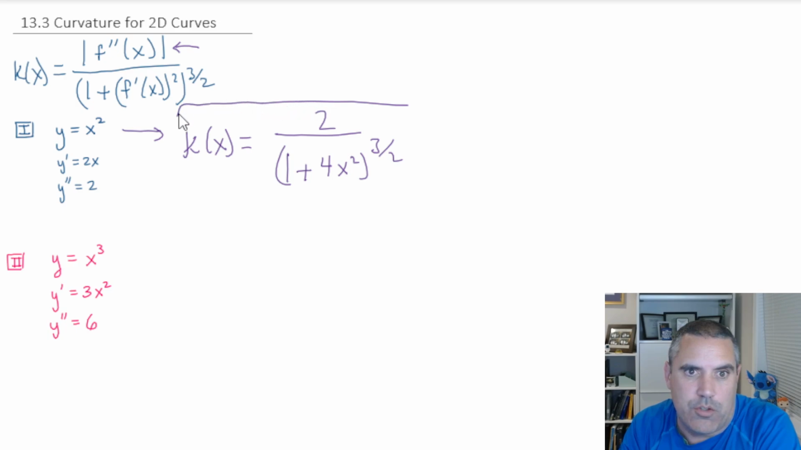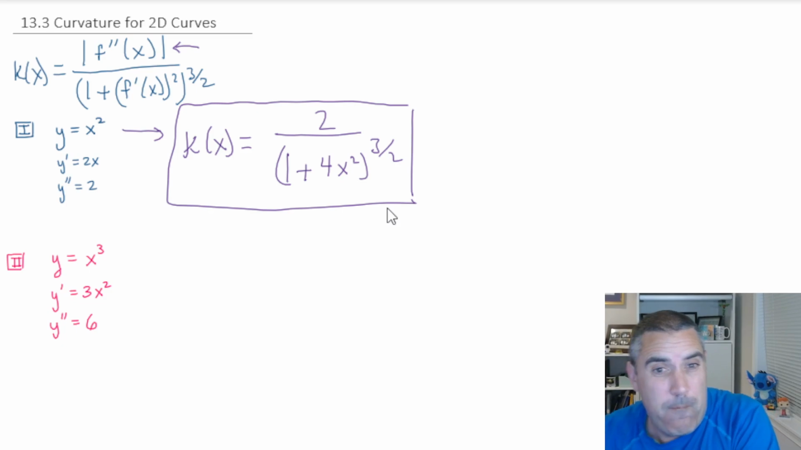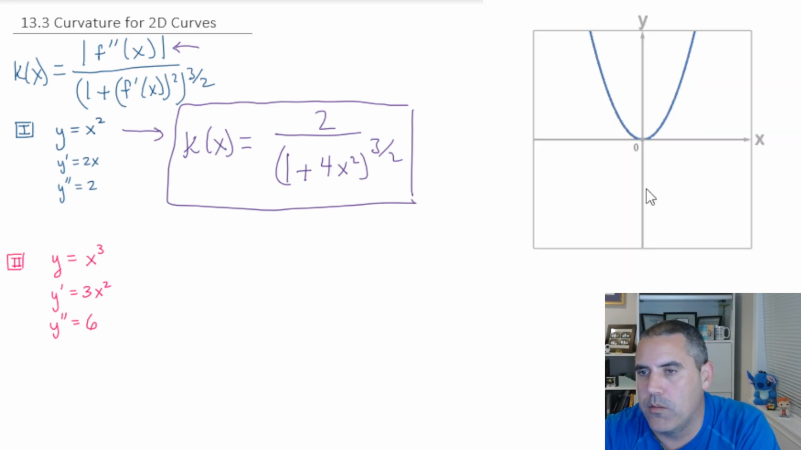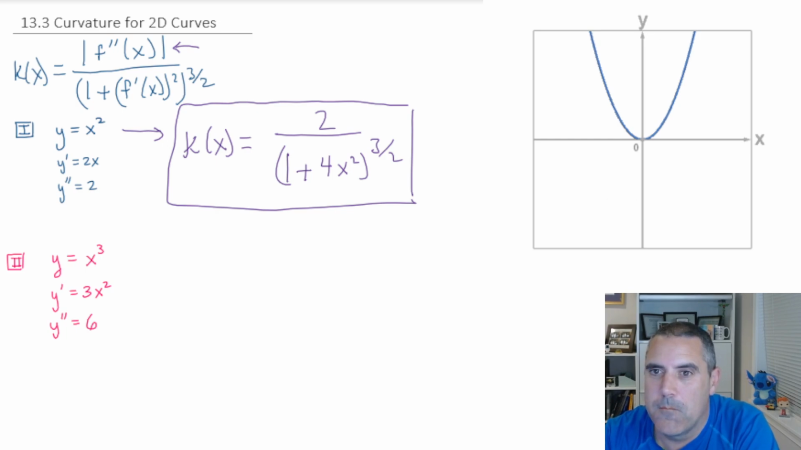That's the curvature of the typical parabola. Now I'm going to pull that up, and we're going to look at it, and then we'll do one more example after that. So here's the standard parabola. I've actually drawn it in 3D, just like we did. And then I computed the curvature formula.